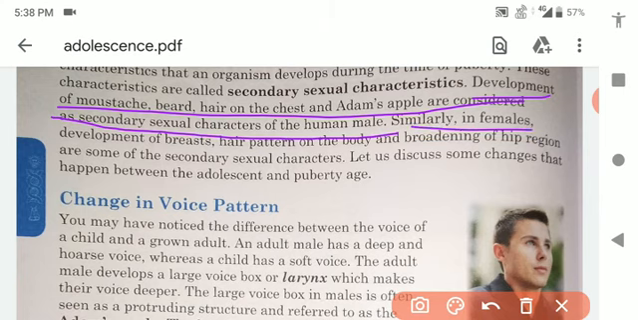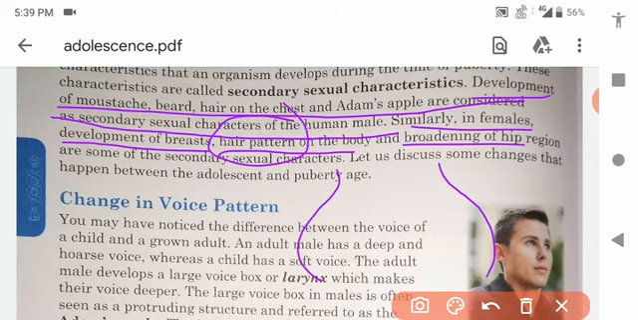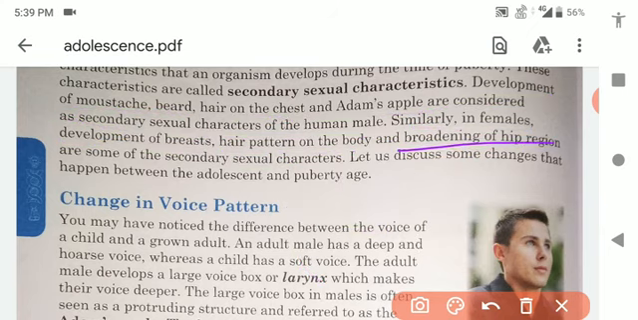Similarly, in female, development of breast, and hair pattern in the body. Where does the hair develop? Hair develops just above the female reproductive organ. The same thing happens in the male also. So hair pattern on the body, and broadening of the hip. The hip becomes broader. So broadening of the hip region is one of the secondary sexual characters.